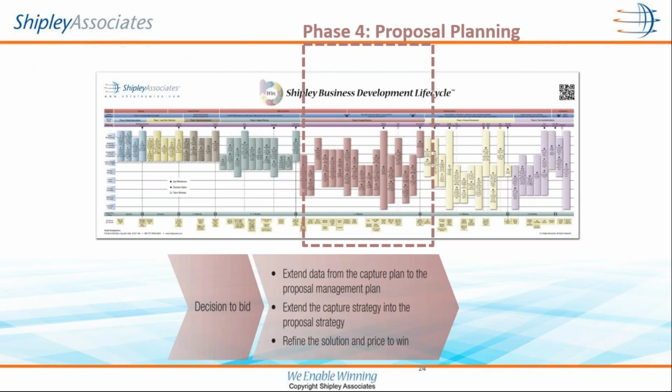We now are taking information from the opportunity plan, the sales lead, the capture manager. We're refining our solution. We're starting to think about price to win at this point even more closely. Our goal in this phase of the life cycle: can we validate our preliminary bid decision? Are we still on track? Do we need to redirect?